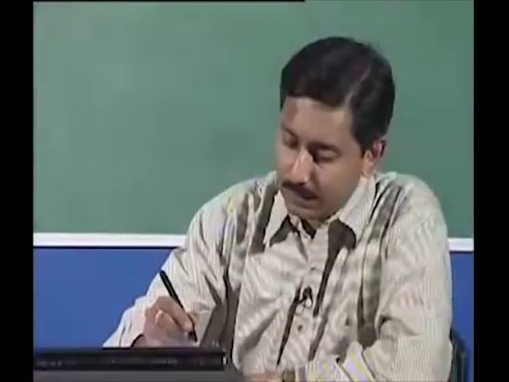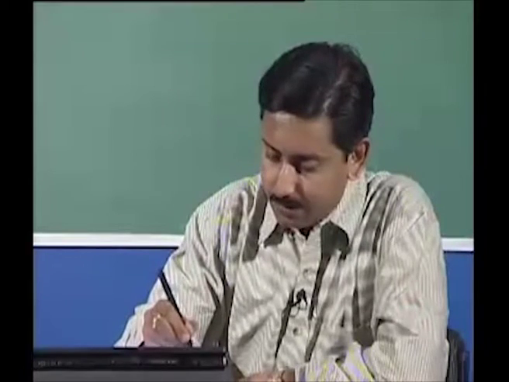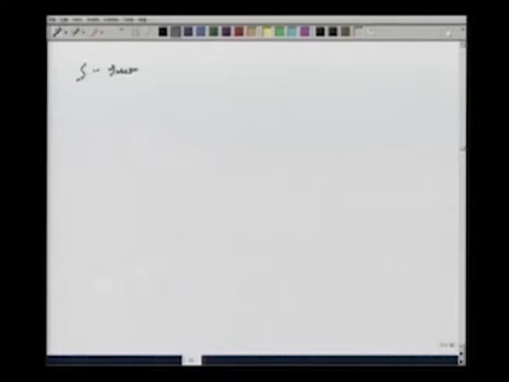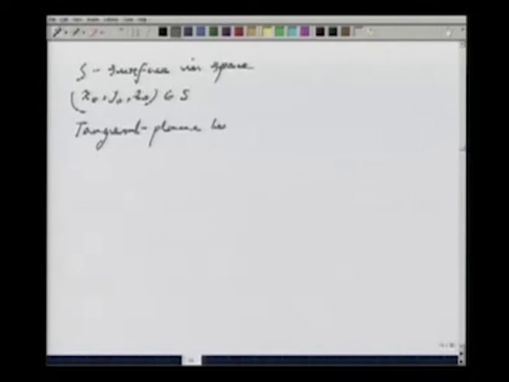Now the next, let S be a surface and x naught, y naught, z naught. So it's a surface in space. Let us say this is a point on S. I want to talk about something called tangent plane to S at the point x naught, y naught, z naught. So first of all, it should be a plane. I will first tell you what is the definition of the tangent plane.